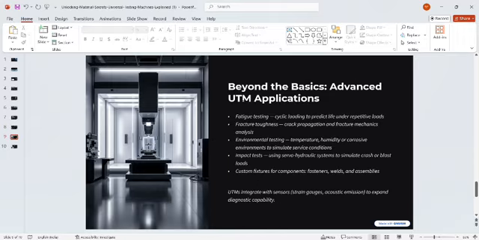So next is beyond the basics, advanced UTM applications. Fatigue testing: we apply a cyclic load on a material to predict its life under this repetitive load. So if we apply a cyclic load, we can know how a material behaves and predict its life under these loads. Fracture toughness: in the UTM, we can test how a crack propagates and how fracture mechanics work in the material.